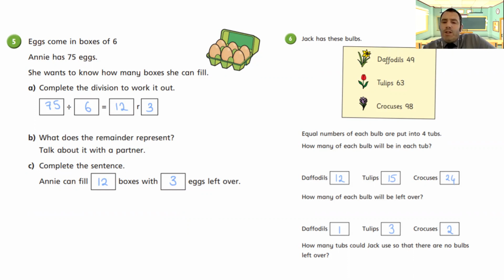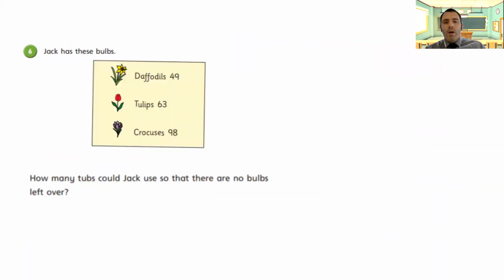How many tubs could Jack use so that there are no bulbs left over? Now this is a trickier question. We need to think about things we've learned previously. So let's move on and I'll talk you through how I worked out the answer. Here's our question. Jack has these bulbs, so we know he's got 49 daffodils, 63 tulips, and 98 crocuses. How many tubs could Jack use so that there are no bulbs left over?